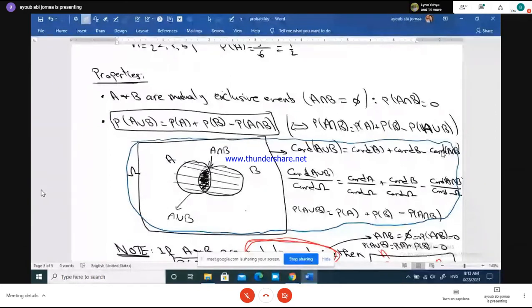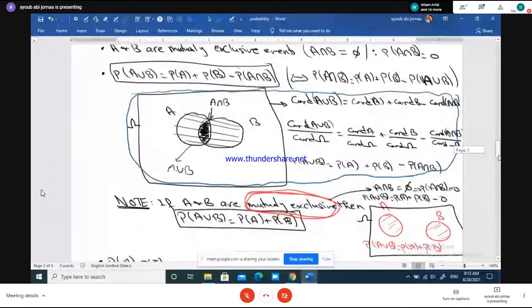Just move probability A intersection B to the left side, A union B to the right side. You'll get this equation. A intersection B is probability of A plus probability of B minus the probability of the union. Both are correct.